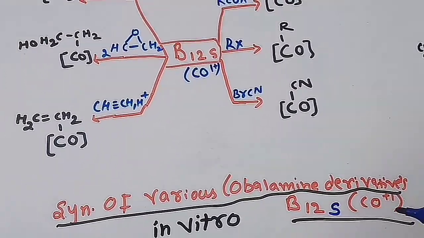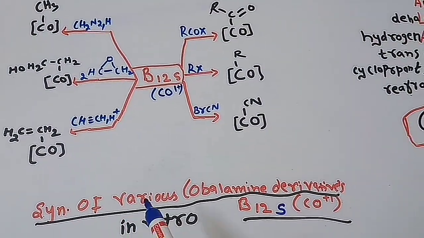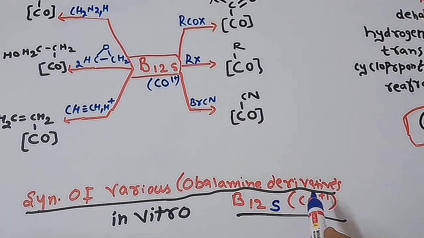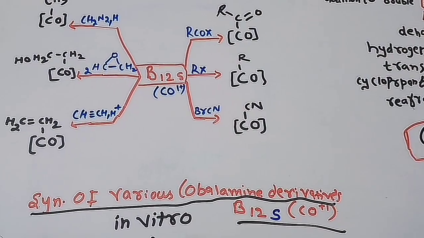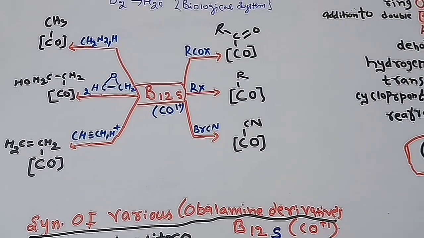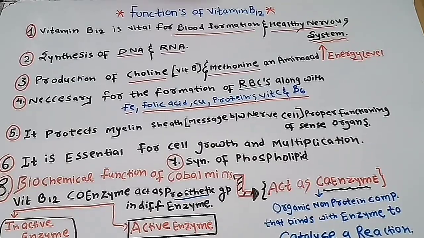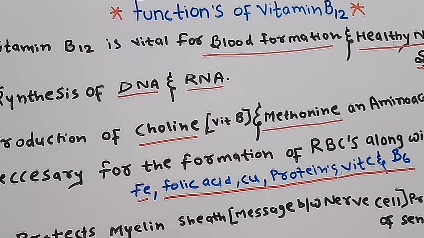So these are the various useful reactions, or the various syntheses of the cobalamin derivatives with the help of vitamin B12s in the +1 oxidation state, and we can also say these are the in vitro syntheses of various derivatives from the cobalamin derivatives. Functions of vitamin B12.